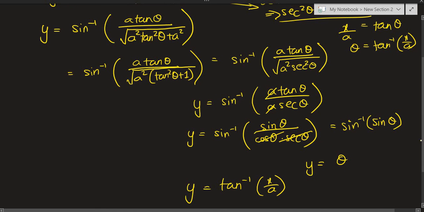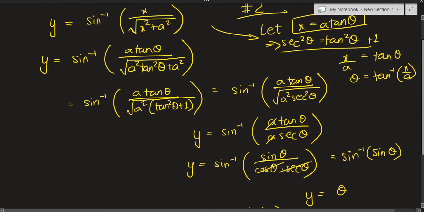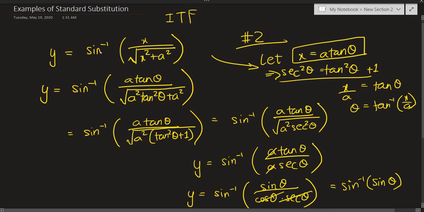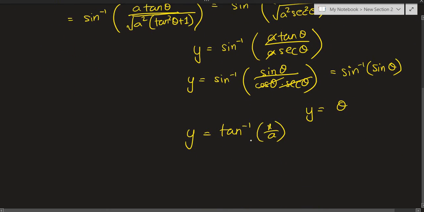And now let's just compare what we had before and what we have now. Before we had x over sine inverse of this crazy quadratic mess, and now we just elegantly end up with the inverse tangent of x by a, which is way easier to differentiate. So you see how powerful this technique is.